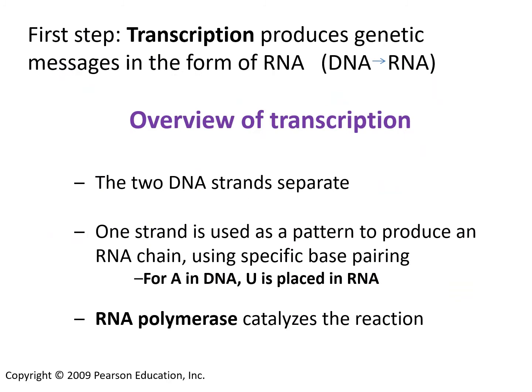So the first step would be the transcription, the changing of the DNA into RNA. How that happens is the 2 DNA strands separate. One strand is used for the pattern, and depending on the DNA pattern, CGAT, whatever it is, it's going to code for the corresponding bases in RNA. And then, of course, it's catalyzed by an enzyme.